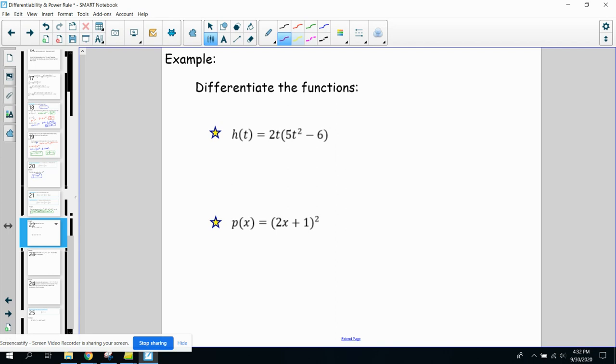So when I look at the first example, this h of t, it's not set up nice for the power rule because I have two things going on. So we're going to distribute. I'm just going to say that this is the same thing as 10t to the third minus 12t. So now that I have it set up a little bit nicer, I can find the derivative easier. So h prime of t is going to be 30t squared minus 12.